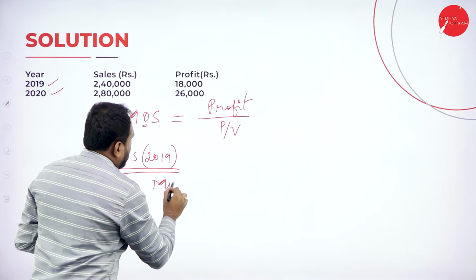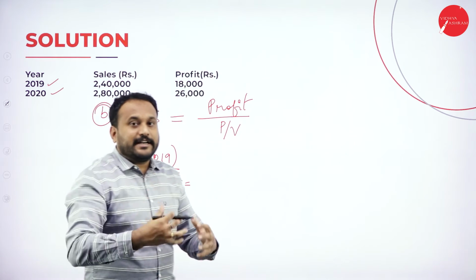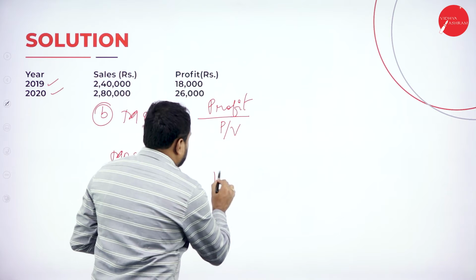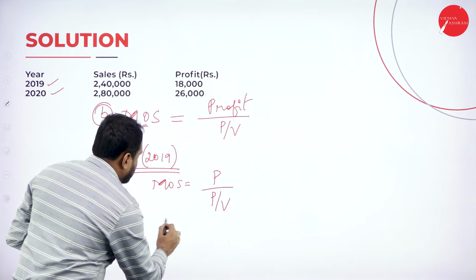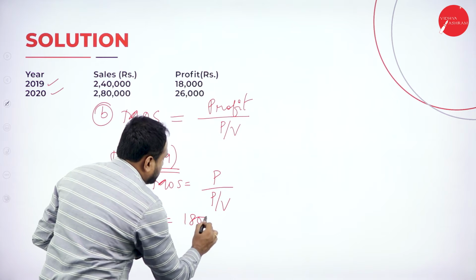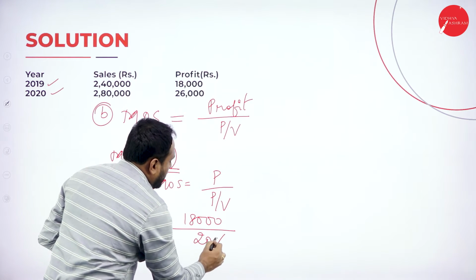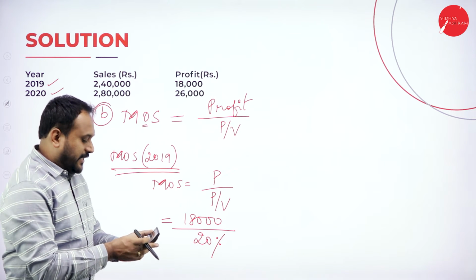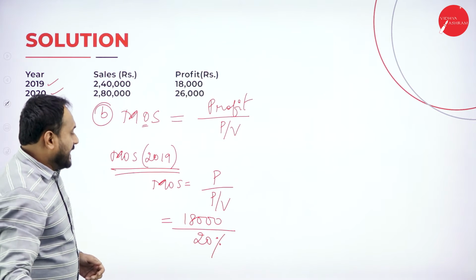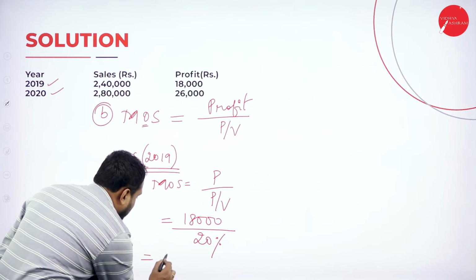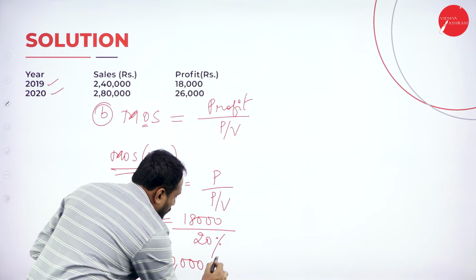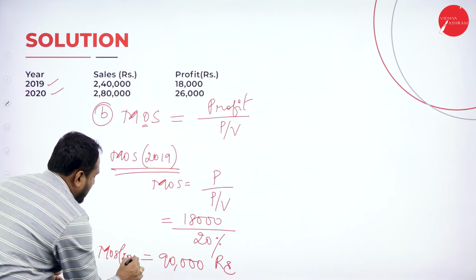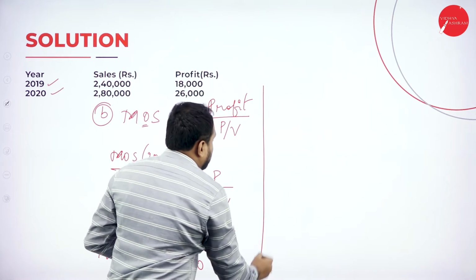That is, MOS is equal to, see, whenever it is required, I want you people to write the formula because formula has marks. MOS is equal to profit by PV. Profit is how much? 18,000 divided by 20%. You do this now: 18,000 divided by 20%, you got 90,000. So MOS is how much? 90,000 rupees. So MOS of 2019 is 90,000 rupees.